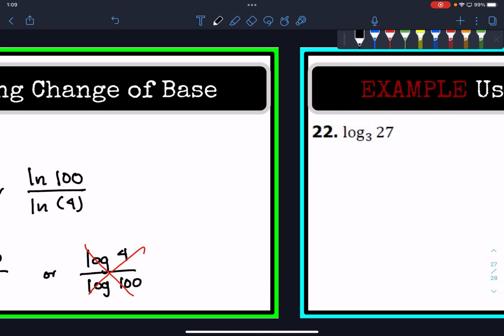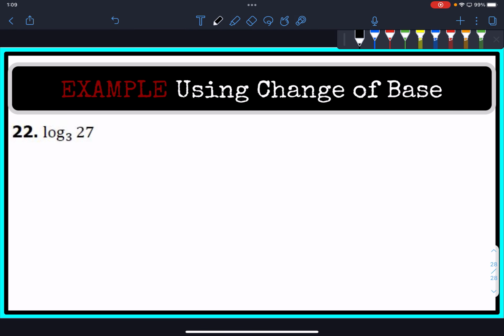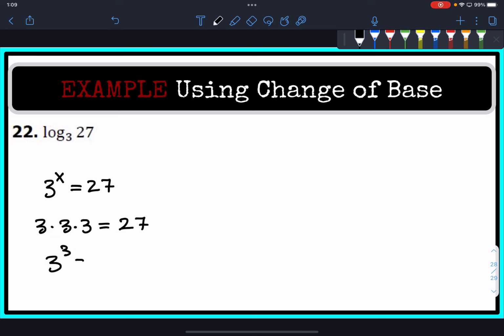And then finally, even on ones where you can use the power rule, like on this one, 3 to the power of x is equal to 27. This would be 3 times 3 times 3, which is 9 times 3, which is 27. So here, 3 to the third power is equal to 27. So that's the answer here. The log base 3 of 27 is equal to 3.